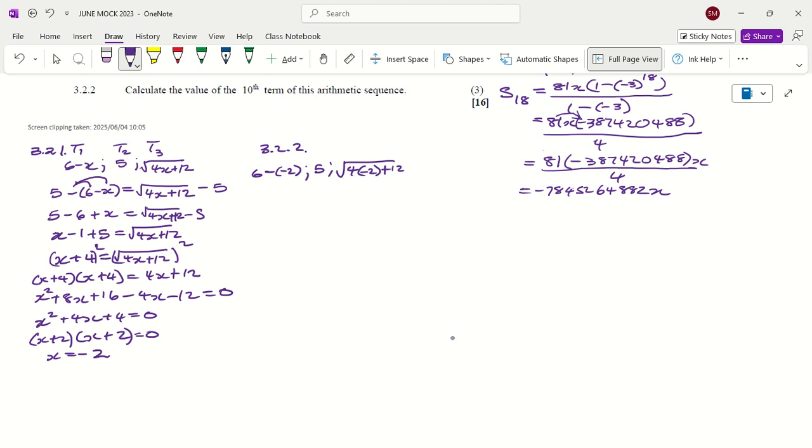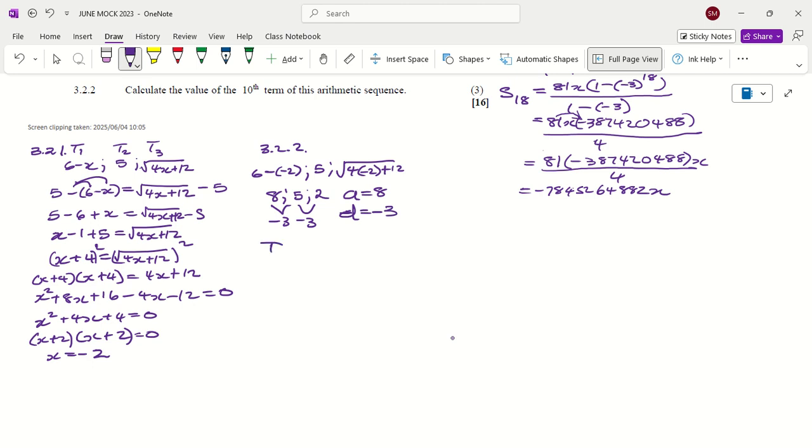So the first term in our sequence is what? It's 8, right? The second term is what? 5. Then the third term is what? Is 2, right? Sharp. And this is an arithmetic sequence, right? So meaning the difference is negative 3, right? So we have our first term, which is equal to 8, right? And then we have our difference, which is negative 3, right?